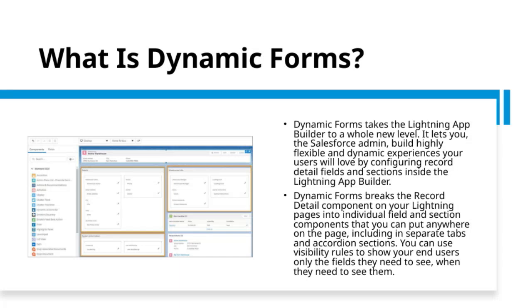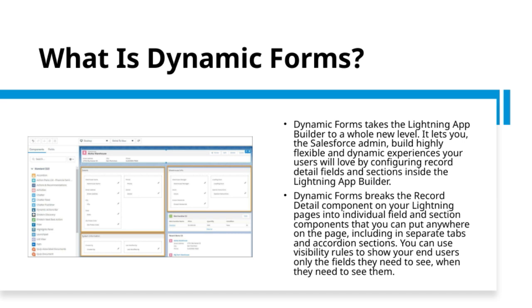Dynamic forms really take the Lightning App Builder to a whole new level. They empower you, as a Salesforce admin, to create highly flexible and dynamic user experiences. Instead of being limited to a fixed record detail layout, you can now configure individual fields and sections directly within the App Builder. This means you can place fields exactly where you want on the page, even splitting them into separate tabs or accordion sections for a cleaner look.